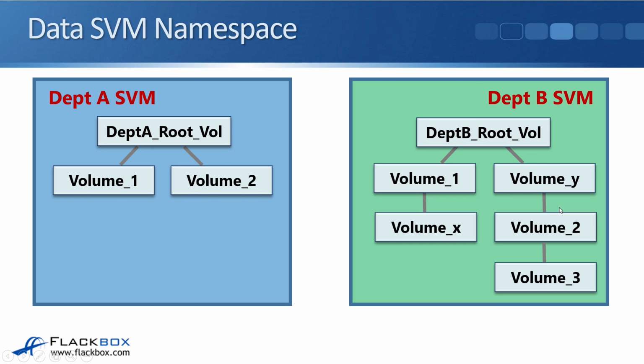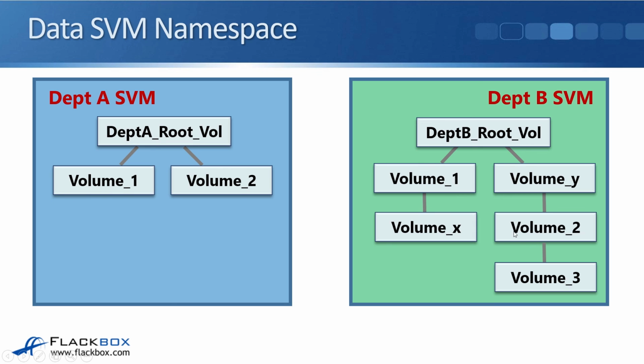So, for example, let's say that volume 2 was not mounted under volume Y. If we just had a gap here, in that case, volume 1, volume X, and volume Y would be accessible. Volume 2 and volume 3 would not be accessible. All volumes have to have mounts leading back to the root volume to be accessible. Okay, so that was examples of namespaces, the directory structure for our data SVMs.